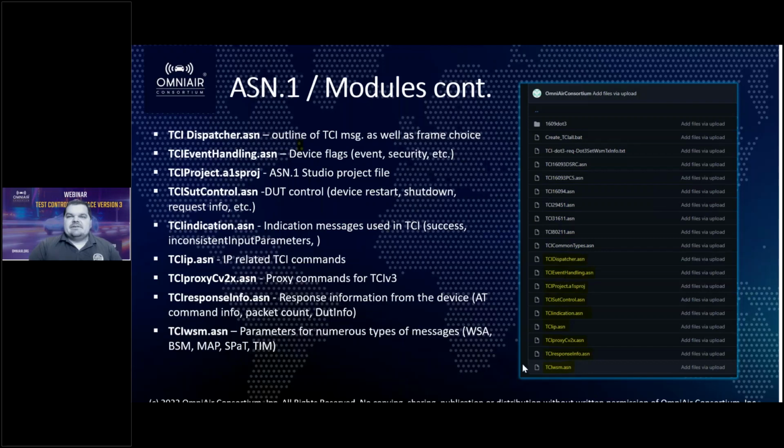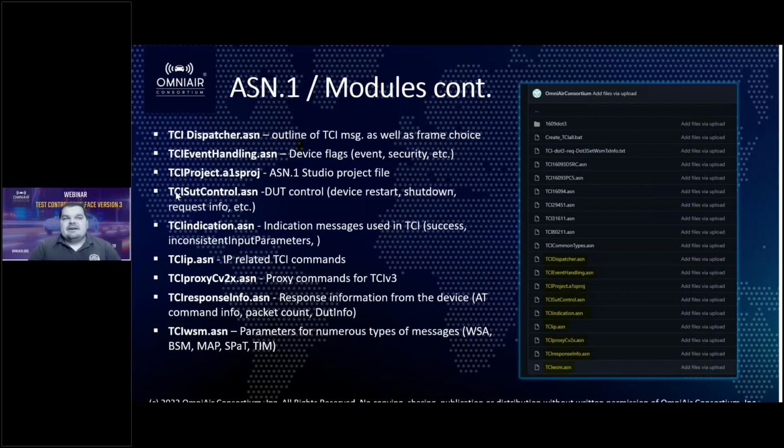Next slide. These are the final modules that we have in the current GitHub. We have the TCI dispatcher.asn, which is just an outline of an actual TCI message, as well as items such as frame choice. TCI event handling.asn covers device flags, so any event flags that are set within, I think, the J2945 as well as the 3161, any of the security flags that are set, and so on.